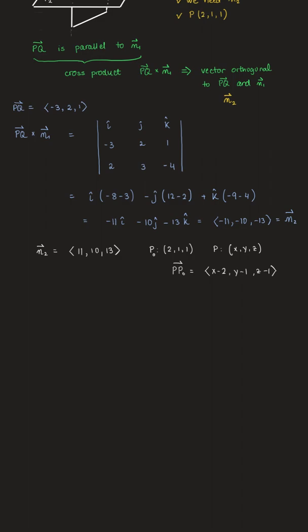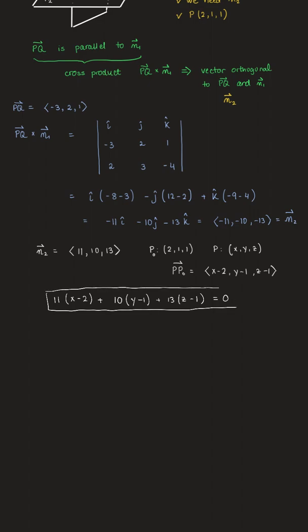So here we go. Here's the dot product. We're going to start with the x component of n sub 2 times the x component of P0. So 11 times x minus 2 plus the y component of n sub 2 times the y component of our vector P0, which is y minus 1, plus 13 times z minus 1, and this dot product equals 0. And there's the equation of our plane. Of course, we can multiply this out and write it in standard form. Let's go ahead and do that.